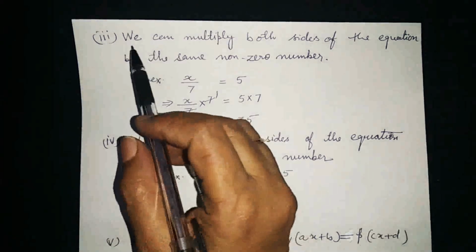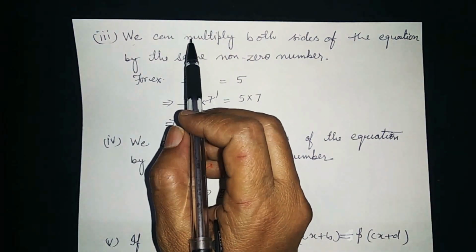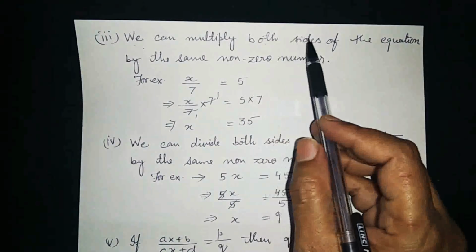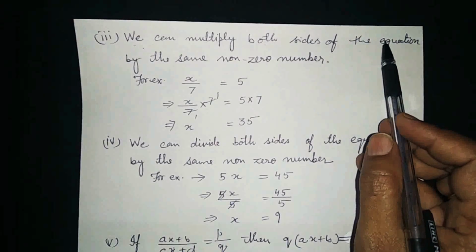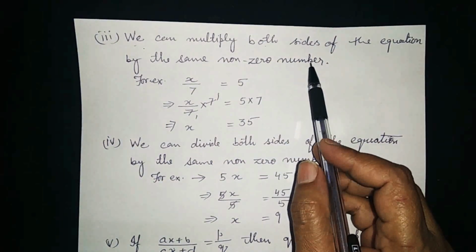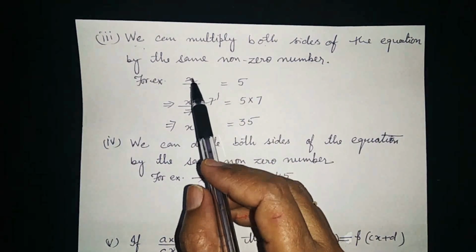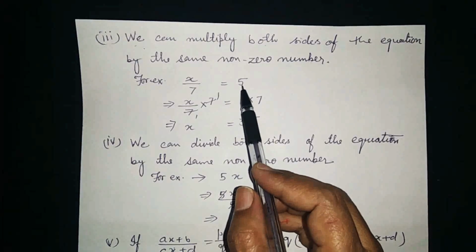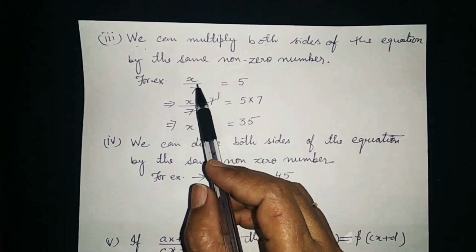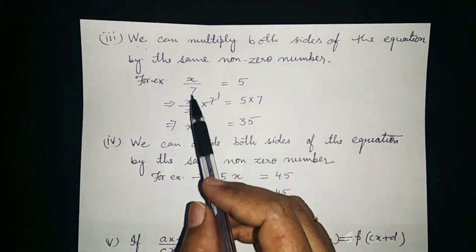Now see the third rule for solving a linear equation. Here we can multiply both sides of the equation by the same non-zero number. Here you see this example. Here I have taken x upon 7 is equal to 5. This equation I have taken. Here you can see this 7 is in division with the x.